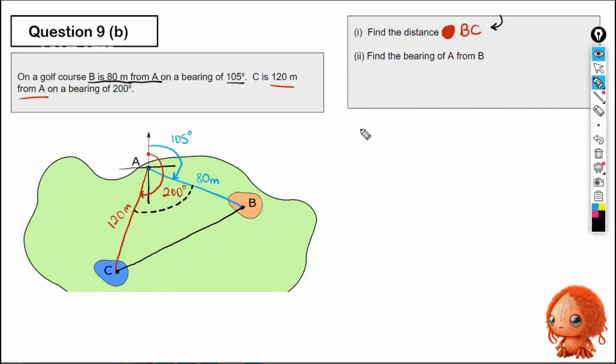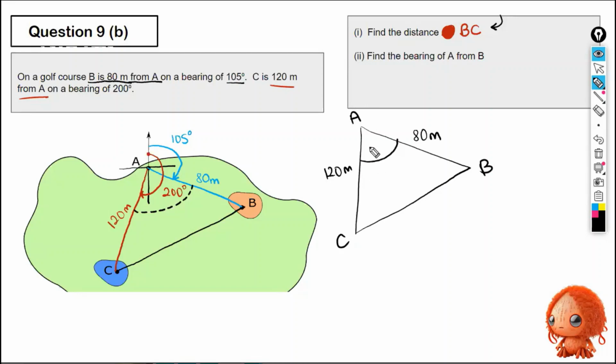So if you redraw this diagram without all the clutter: here's 80 meters, here's 120 meters, and the angle in between is 95 degrees. And you want to find this side here. Let me give you the common letters. If here's capital A, over here is small a. Here's capital C, over here is small c, and here will be small b. CB is small a. You are trying to find small a.